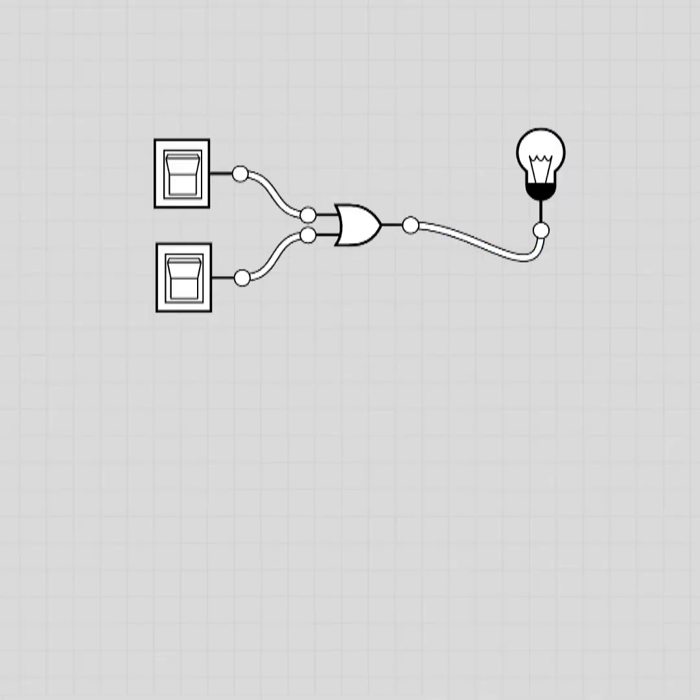Then by replacing the AND gate with the OR gate, we need two switches, same as the AND gate. When both A and B are 0, the output is also 0. When B is 1, the output is 1. And when A is 1, the output is 1. When both A and B are 1, the output is also 1.